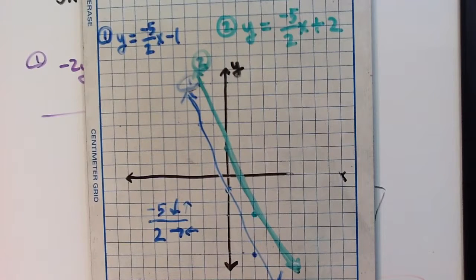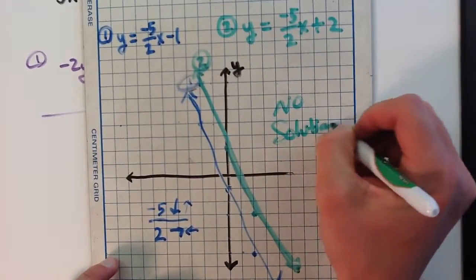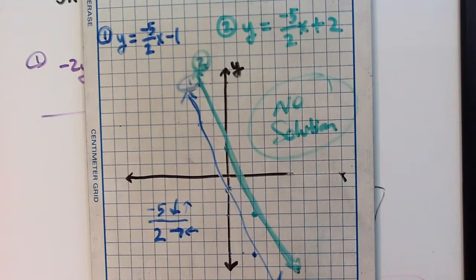Okay, as you can see, these are side-by-side lines. These are train tracks. These are lines that run side by side and will never ever intersect. They will never ever cross. And because they will never cross, therefore there is no solution. There is no ordered pair that satisfies this system.